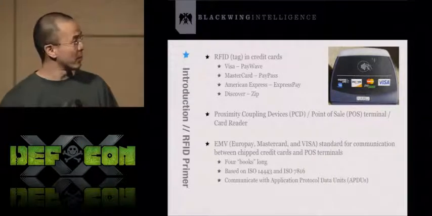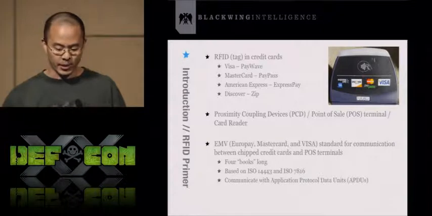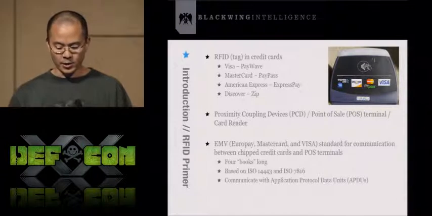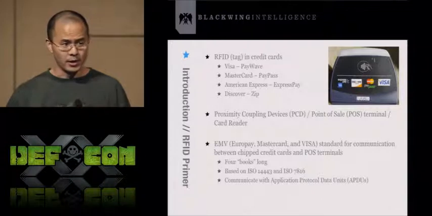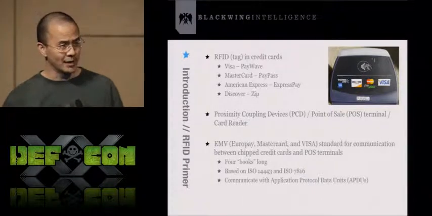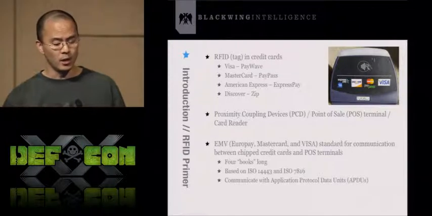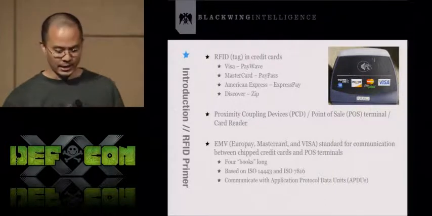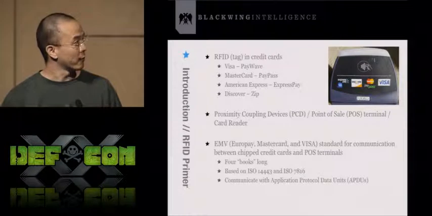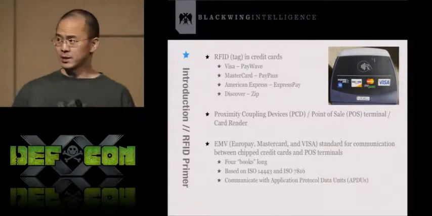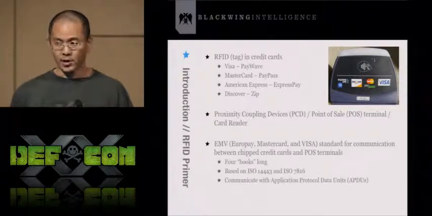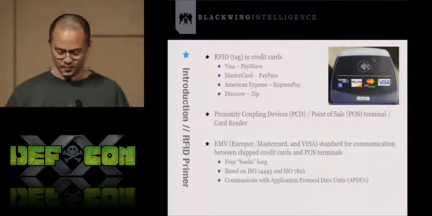Now, the communication protocol that's used to communicate between a credit card and a credit card reader is called the EMV standard. This is basically MasterCard, EuroPay, Visa. They got together in Europe and decided they wanted to come up with a standard for smart credit cards. This standard is used for both contact-based chip and PIN credit cards and RFID-based credit cards. The protocol is based on ISO 14443 and 7816. The EMV books themselves are about 750 pages long. It consists of 4 separate books. Book 3 is probably the most interesting one in terms of protocol.